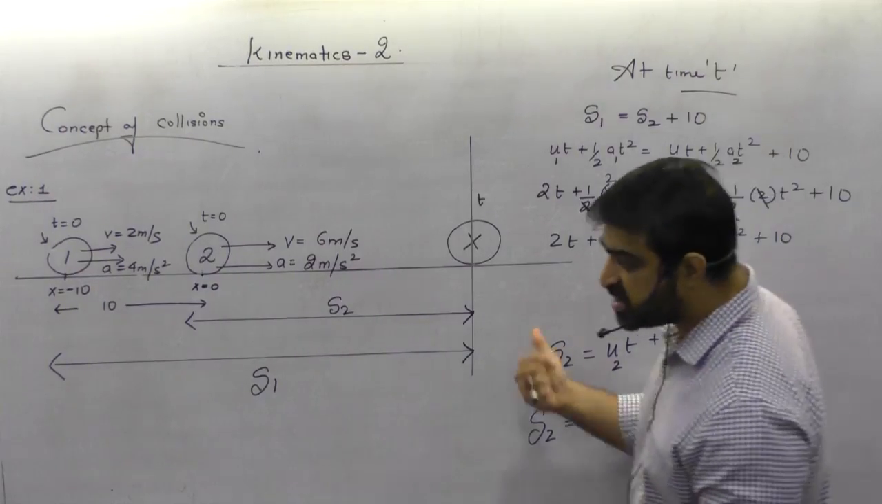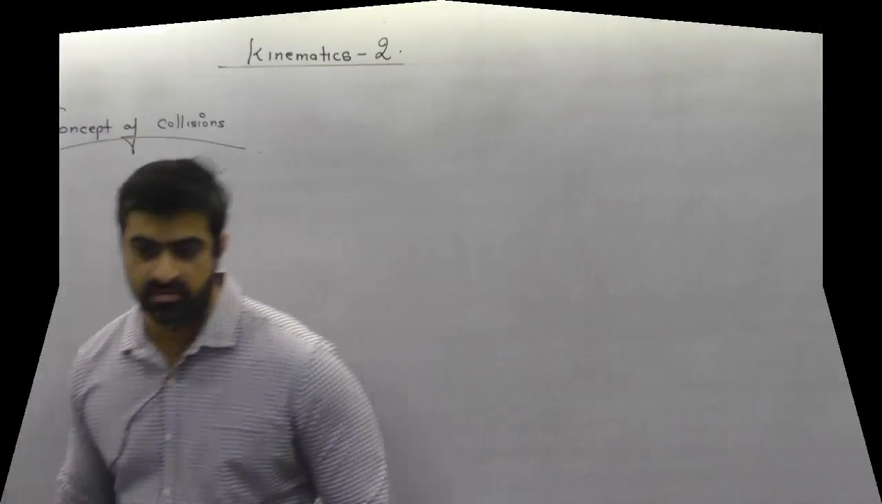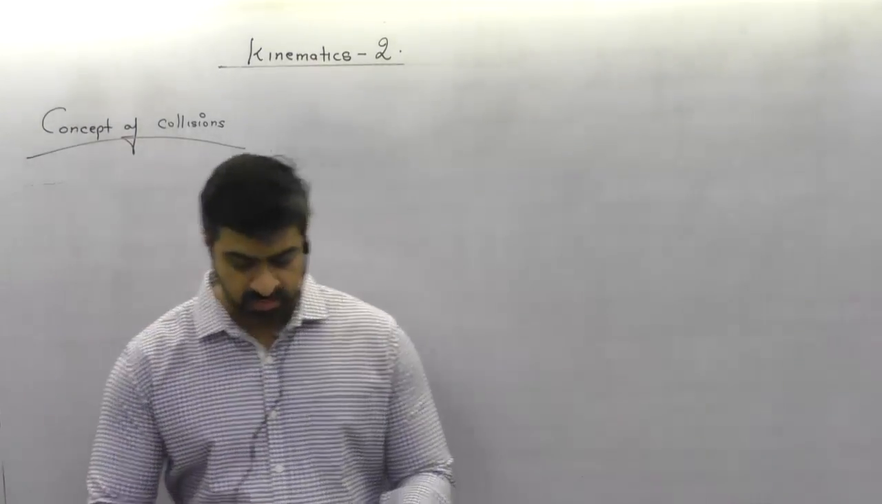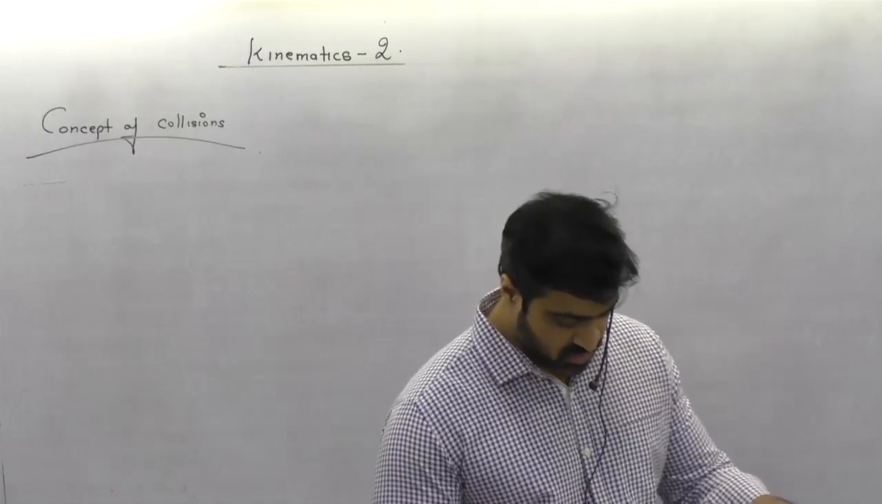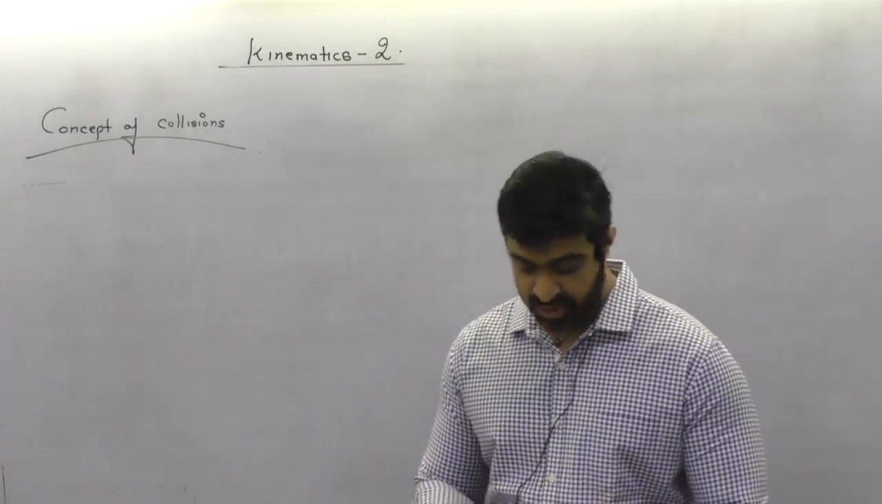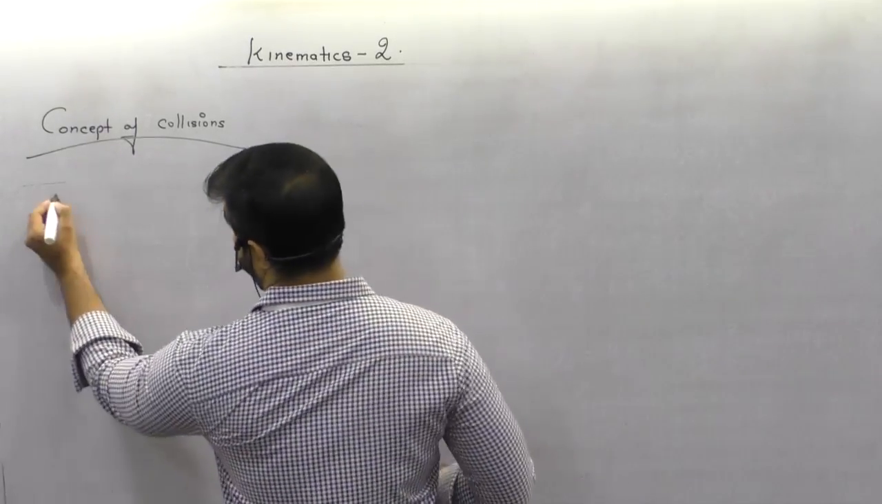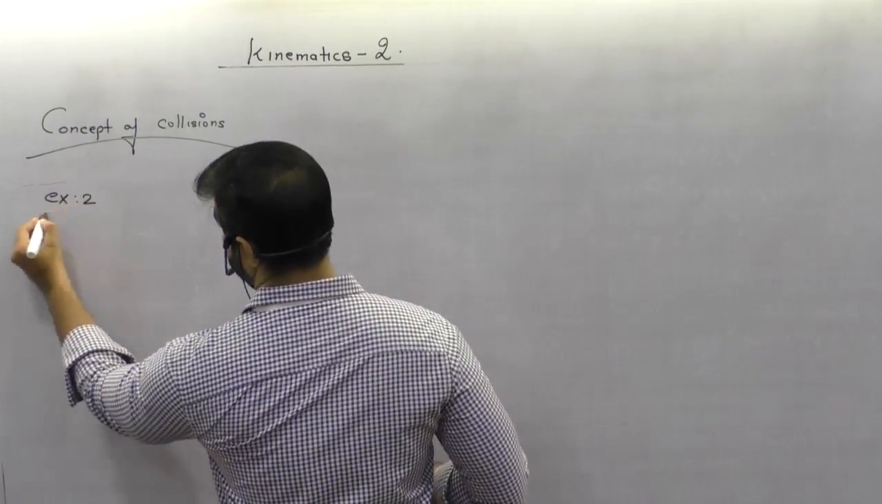And this is a very, very important question of concept of collision. What we did was horizontal motion. Now I'll do the sum based on vertical motion. Okay? I'm giving you the question. Please pay attention over here. Example 2. Idhar dhyan do, please.